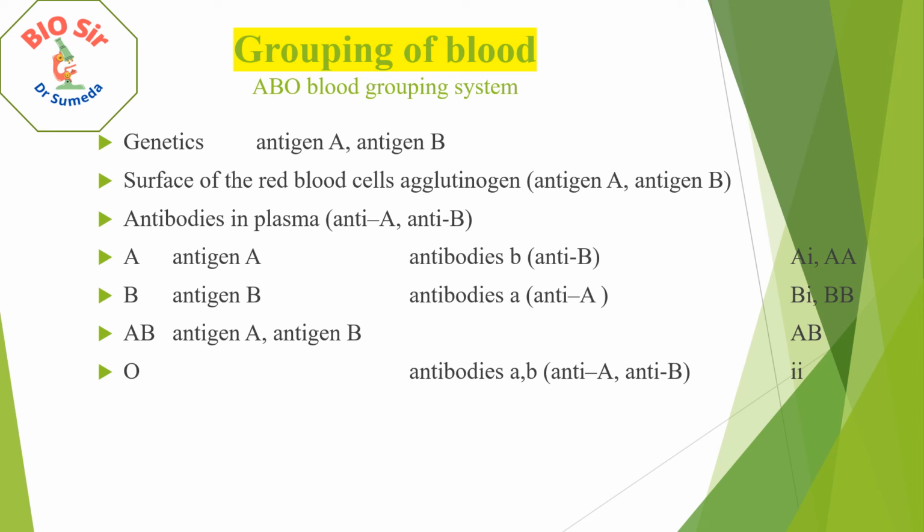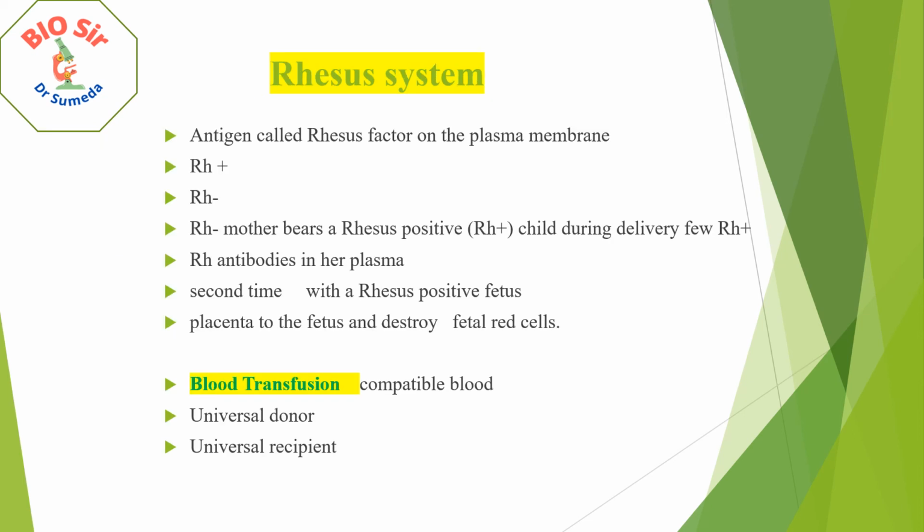There's another thing called the rhesus system. There's an antigen called rhesus factor on the plasma membrane. If the factor is there, you call it Rh positive, rhesus positive. If the factor is not there on the plasma membrane, it is Rh negative. So depending on whether the A blood group has rhesus positive or negative, we can divide the A group into A positive or A negative. Same for B: B positive, B negative, AB positive, AB negative, and O positive and O negative.